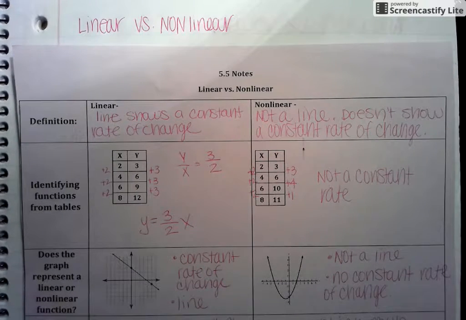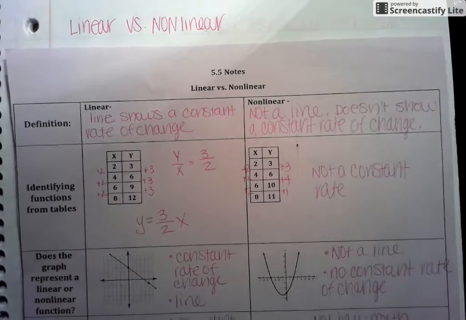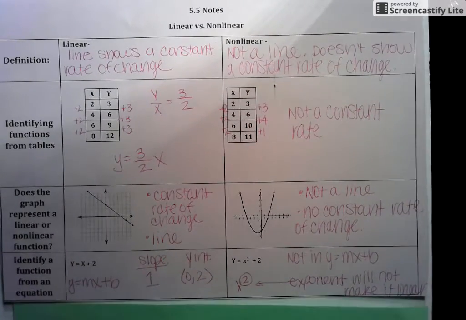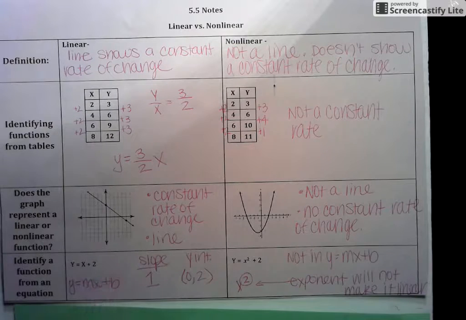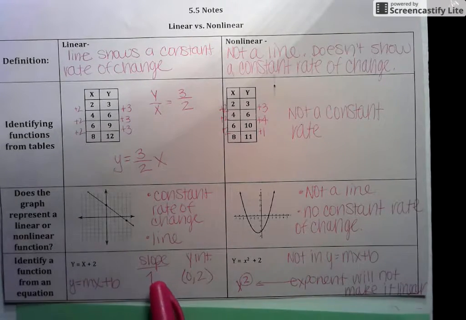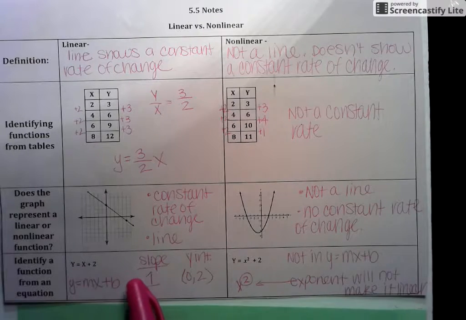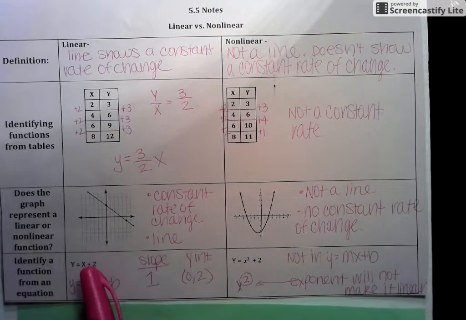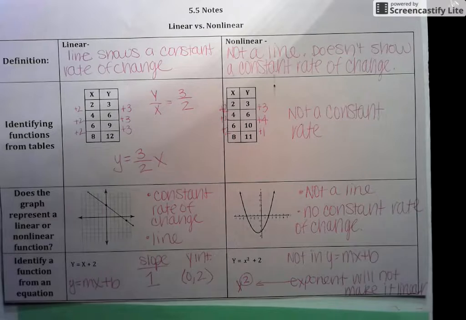And in this case, this last part says identify a function from the equation. So we have y equals x plus 2. If you ever see it in y equals mx plus b, or you can solve it for y equals mx plus b, so for example, if you saw it in standard form, either one of those ways would make it a linear equation. So in this case, you would notice that the slope is 1 and the y-intercept is a positive 2. So that would be a linear equation.